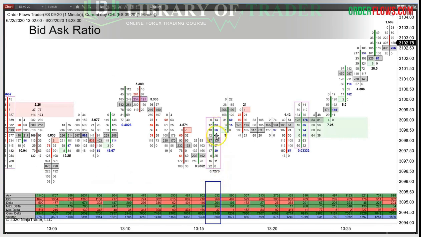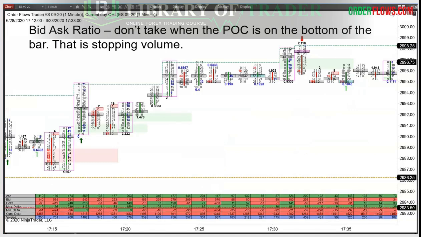Okay, and you can see how the market reacted because you're coming in here at kind of a swing low and you've got twice as much aggressive buying than aggressive selling. It's almost like an imbalance of the bar. Imagine that way. Bid-ask ratio, right? Don't take it when the POC is on the bottom of the bar, right? That's going to be stopping volume. And what do I mean? Okay, there's an example right here.